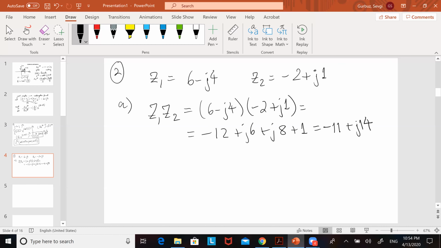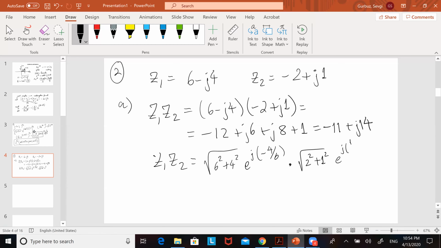The other way of doing the product could be to individually convert each one of these terms into polar form and then to multiply. So we would do this by taking the square root of 6 squared plus 4 squared, e to the j. Now remember, we have to take the imaginary divided by the real, so this will be minus 4 divided by 6. And now we have to multiply this with the same conversion of the second factor. So this would be the square root of minus 2 squared, which is just 2 squared, plus 1 squared, times e to the j, tangent inverse of the imaginary component, which is 1, divided by minus 2.